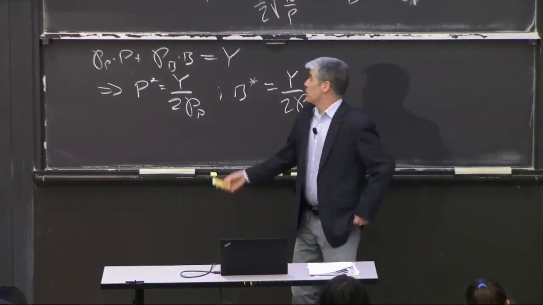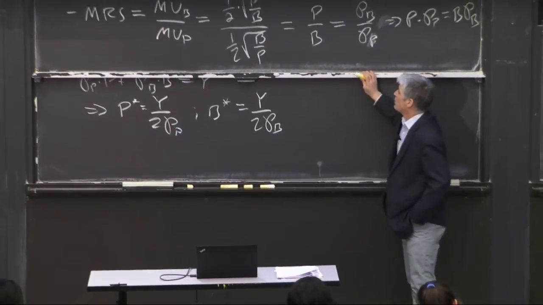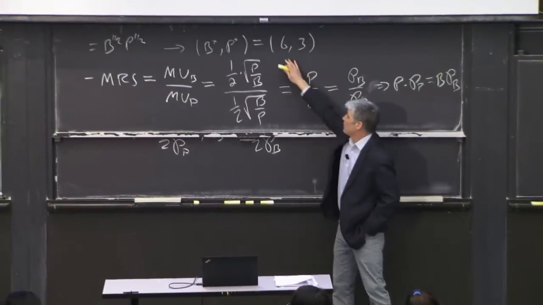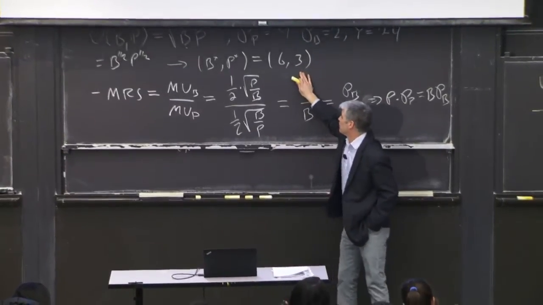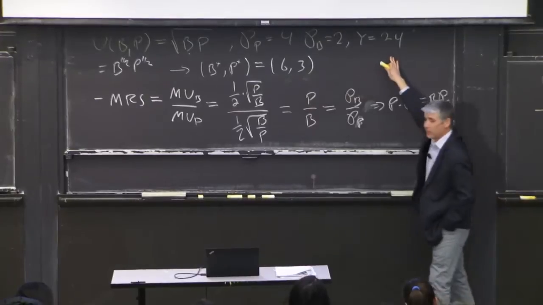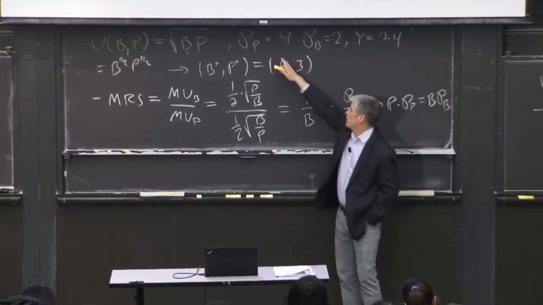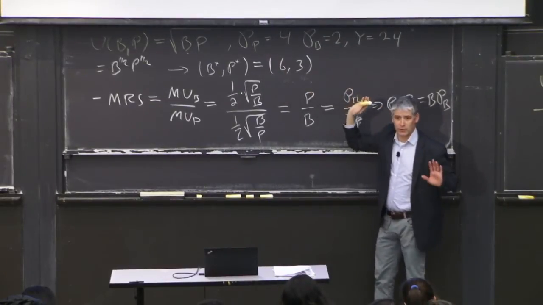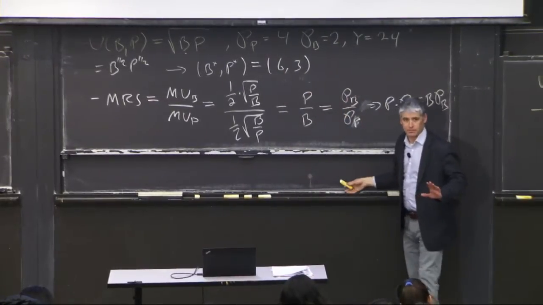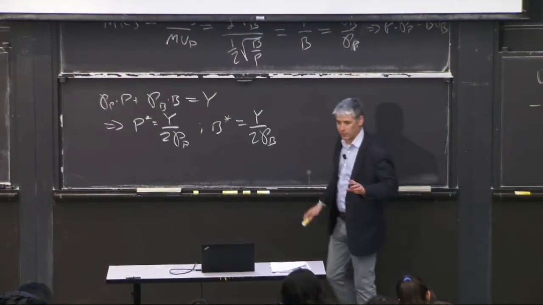Okay? So let's just go back to the example. Let's see. What we showed here is that the optimal thing to do is to buy 6 and 3. Right? That's because we're going to spend half of our $24 on each of the two goods. If we spend $12 on pizza, that's going to let us get 3 pizzas. If we spend $12 on root beer, we'll get 6 root beers. There's our point. Okay? So this coincides with the example we've done before.